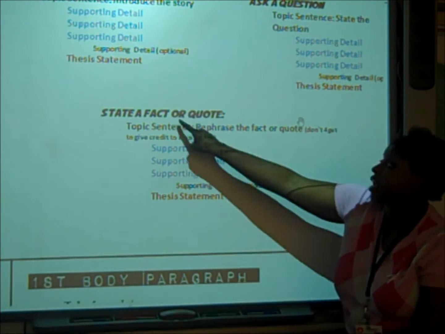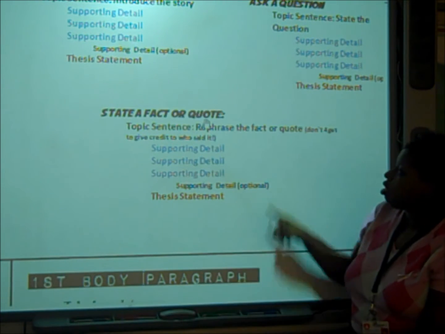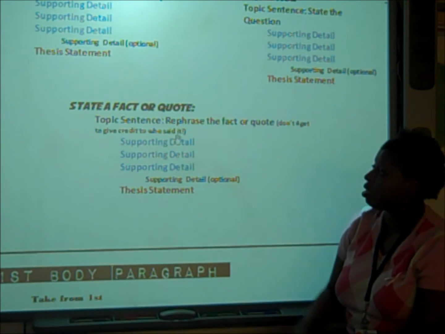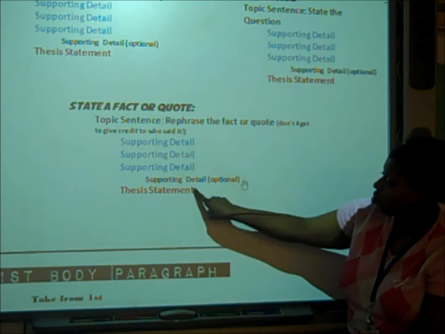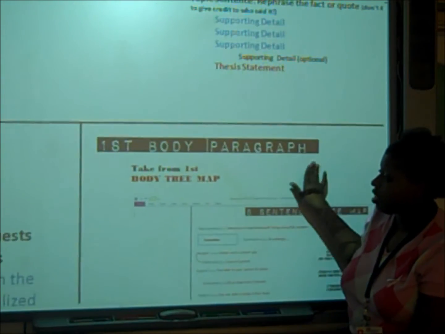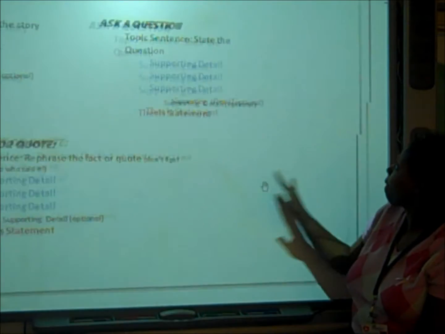Now, if you use this state a fact or a quote, you have to go find a fact or a quote. You rephrase the fact or a quote. Don't forget to give credit to who said it. Supporting detail. 4th one is optional, thesis statement. And that's how there's that. And then lastly, you got your tree map.